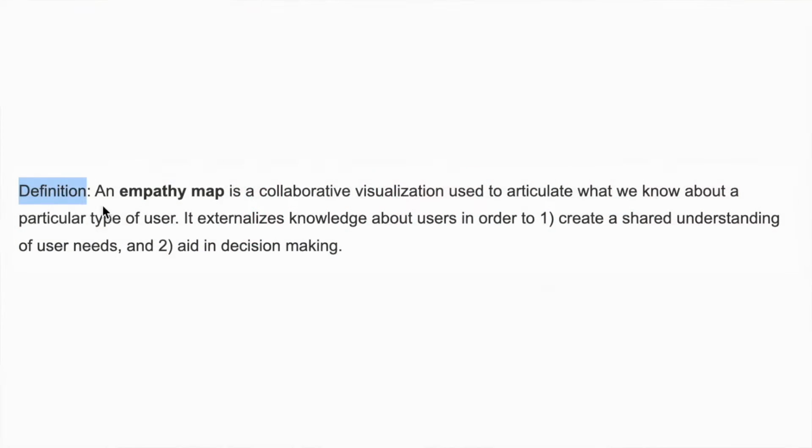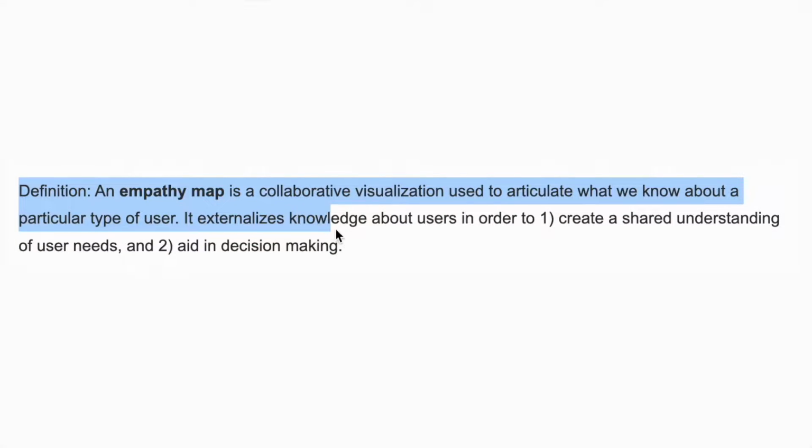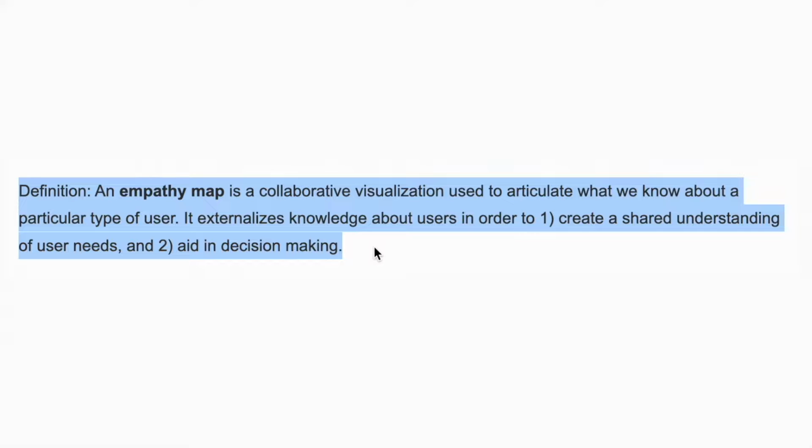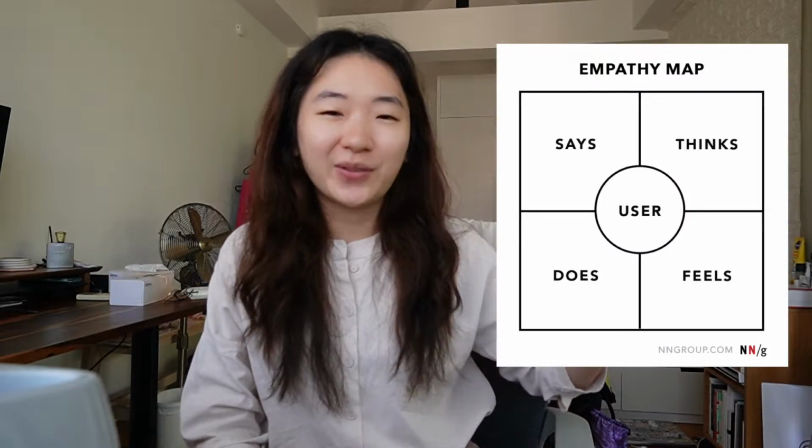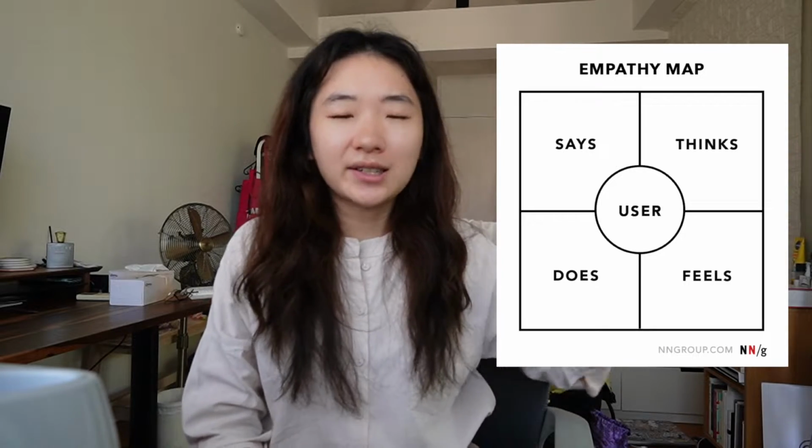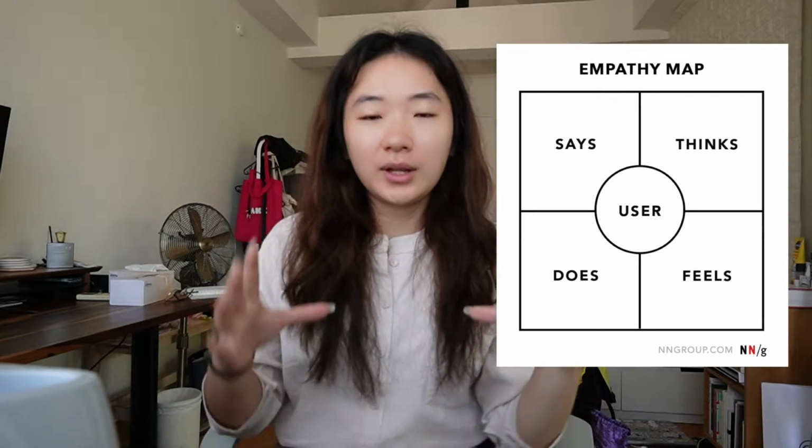According to NN Group, an empathy map is a collaborative visualization used to articulate what we know about a particular type of user. It externalizes knowledge about users in order to 1. Create a shared understanding of user needs, and 2. Aid in decision making. So all that is just words, but what does it actually look like in a diagram or visual? Here is an image of what an empathy map looks like, or at least the framework or the template. So in the center is the user, and you have 4 different quadrants: says, thinks, does, and feels.